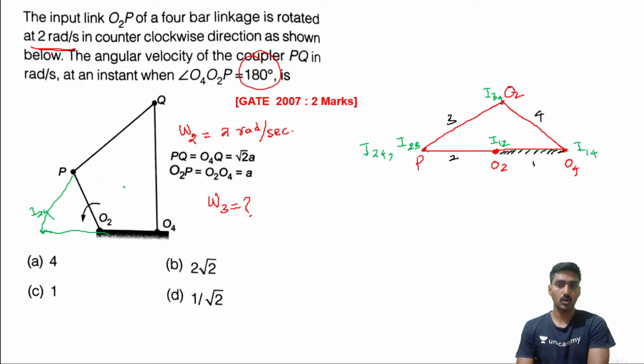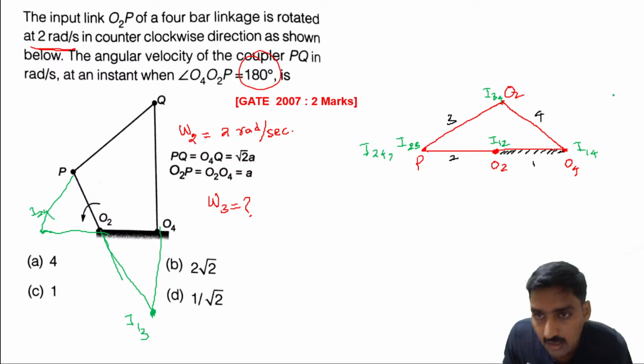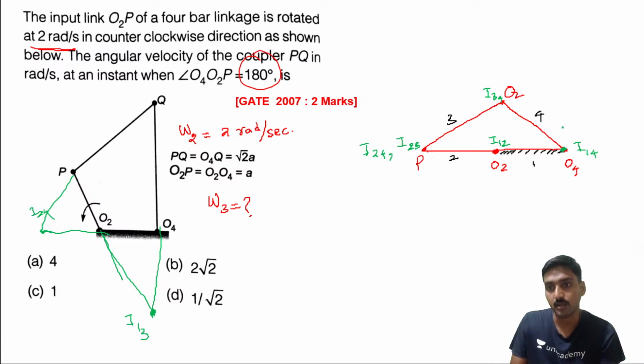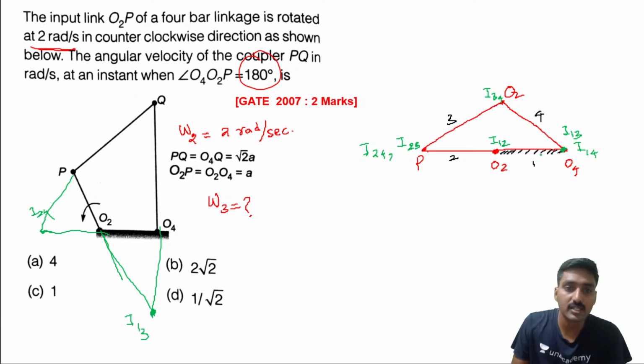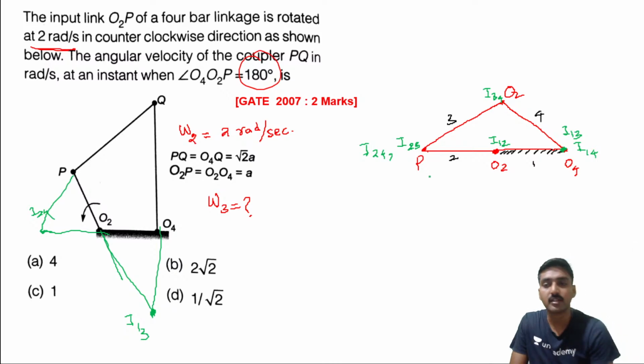If you extend link 2 and 4, this intersection belongs to I13. So if you extend these two, this point, same point, I13. So I24 lies on the same point as I23, and I13 lies at the same point as I14. It is located at the same point. Is it okay now? Yes or no? Now the distances P, Q and everything they are giving.